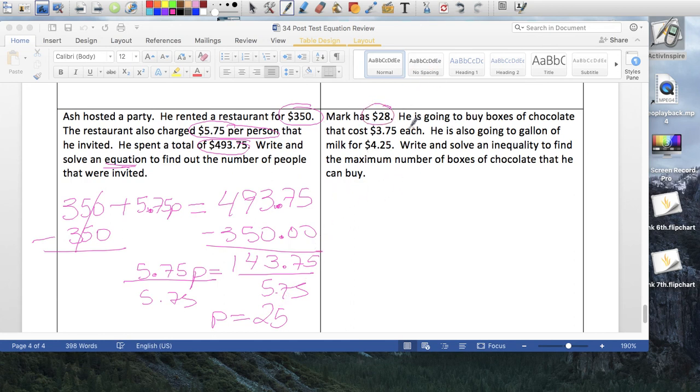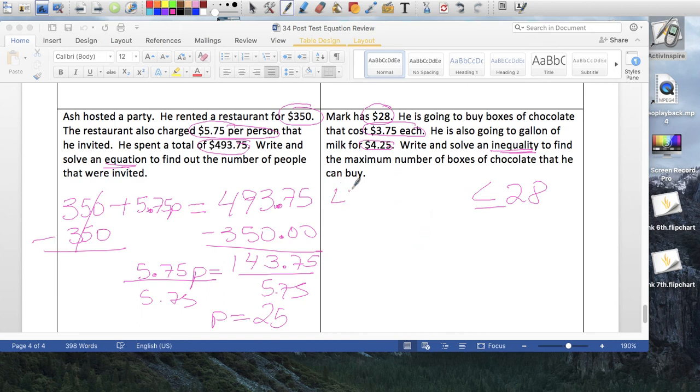Now, this question is an inequality. So, circle. 3.75 each, a gallon of milk for 4.25, and an inequality. Mark has 28. He wants to buy chocolate, boxes of chocolate, 3.75 each, and he wants to buy 1 gallon of milk. How many boxes of chocolate can he buy? So, he has 28, so the maximum he's going to spend is 28, so the maximum is less than or equal to 28.